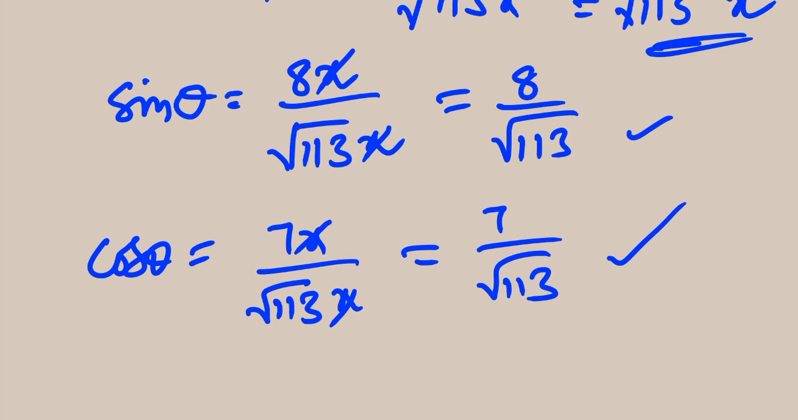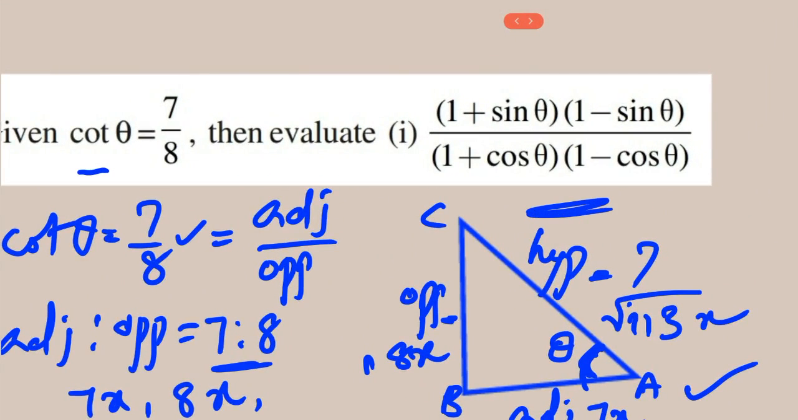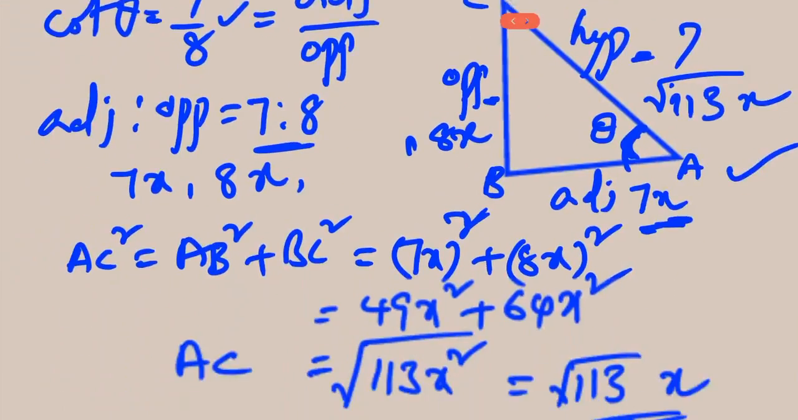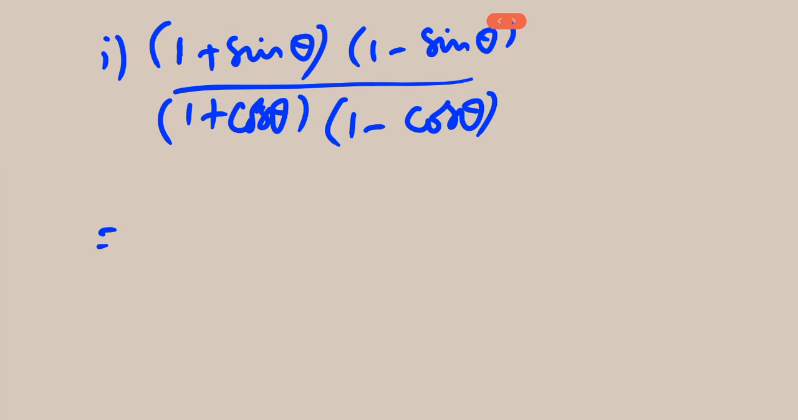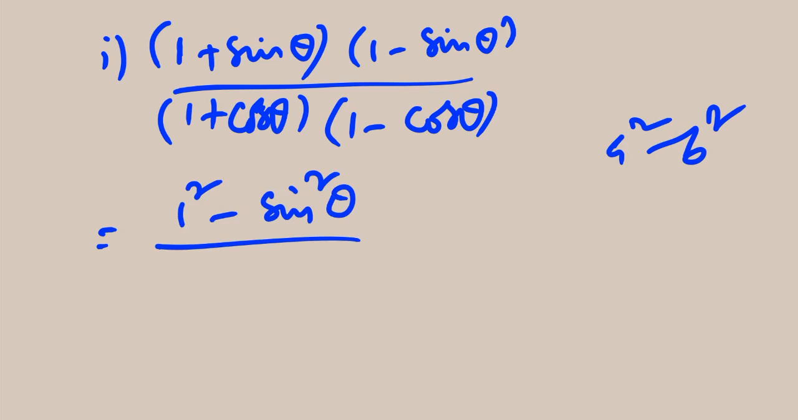After getting these values, substitute them in the given expression: 1 plus sin theta over 1 minus sin theta. To evaluate this, before substituting these values, first I'll try to simplify the given expression. For example, here you see 1 plus sin theta into 1 minus sin theta. In the form of a plus b into a minus b, we can write it as a square minus b square. So according to that, 1 square minus sin square theta, and in the denominator 1 plus cos theta into 1 minus cos theta, that is 1 square minus cos square theta.